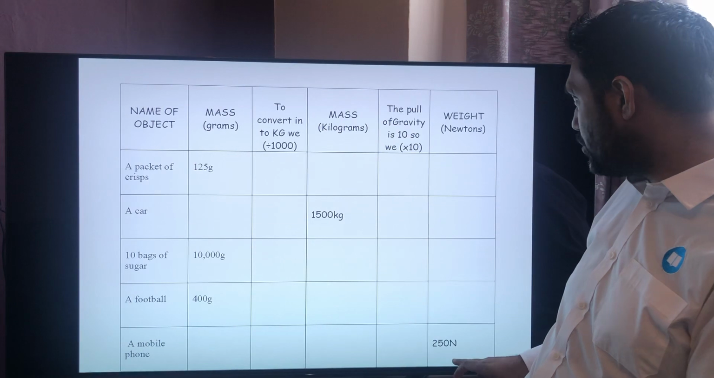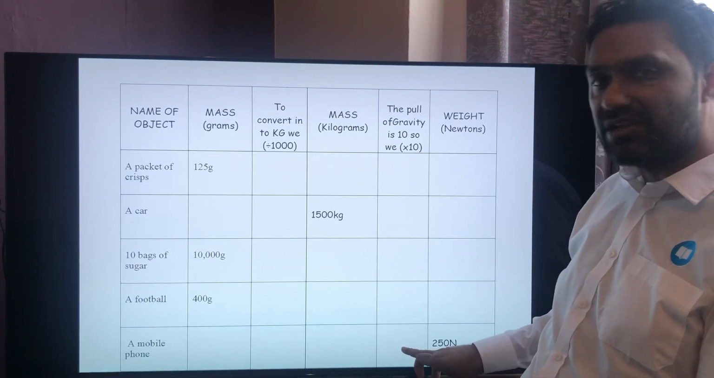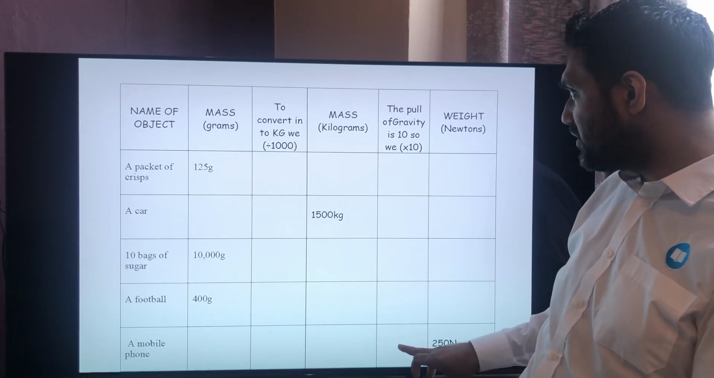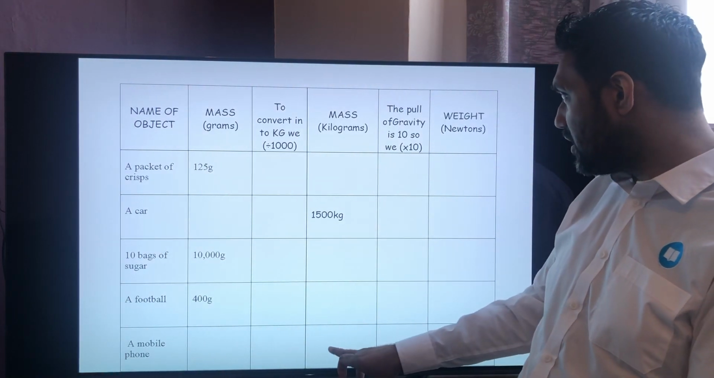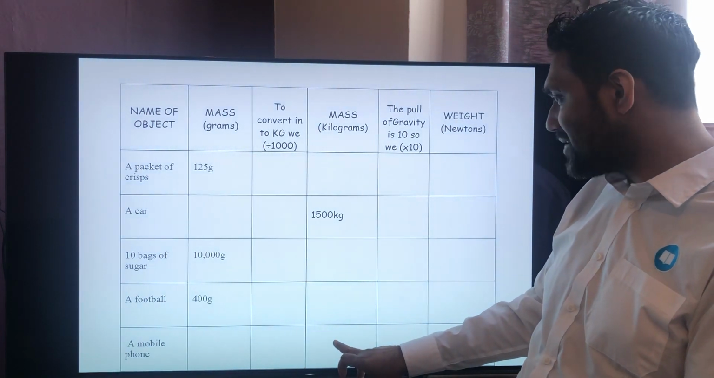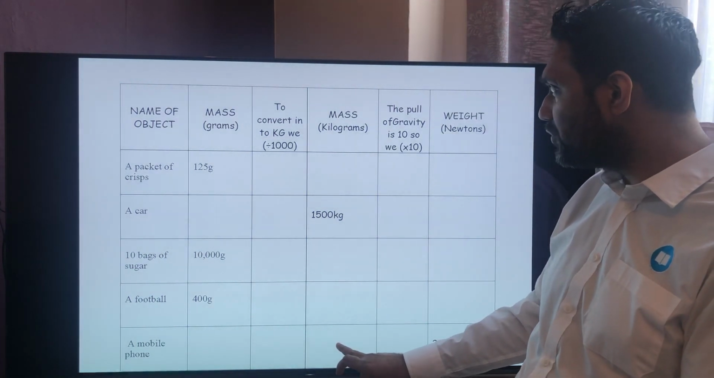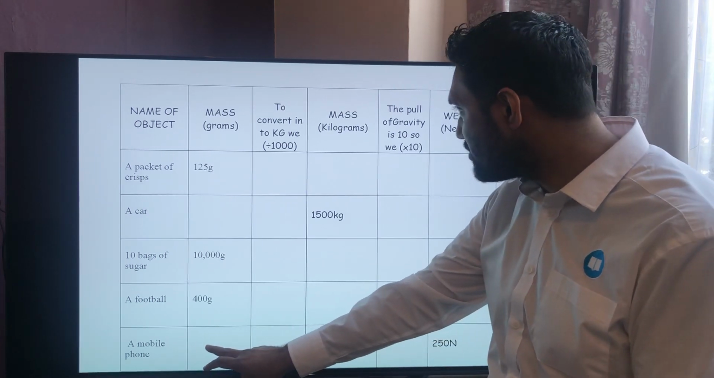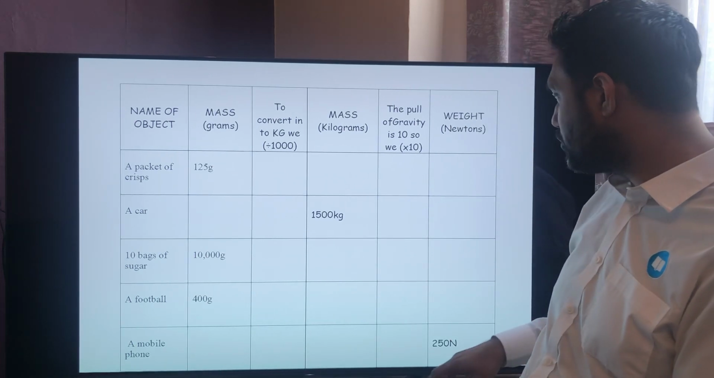And the last one you have to work backwards. Well, if I've got 250 newtons, I'm timesing by 10, so the opposite of timesing by 10 is dividing by 10. So if I divide that by 10, I'd get 25 kilograms. So the mass of this mobile phone would actually be huge. That would be one massive mobile phone. So if I want to convert that into grams, I'll have to times it by 1,000 to go all the way back. Okay, so that'll be like a huge phone.